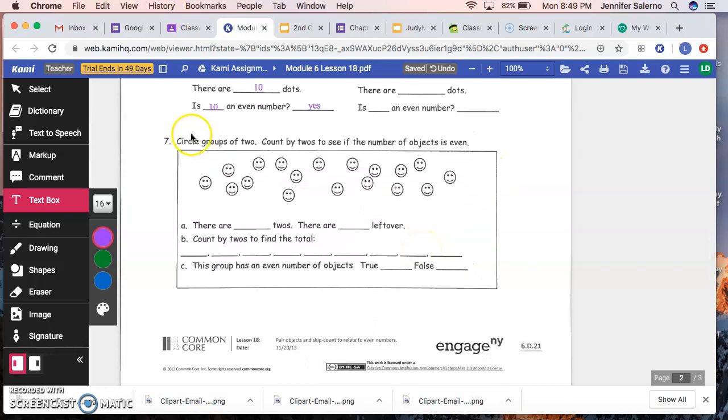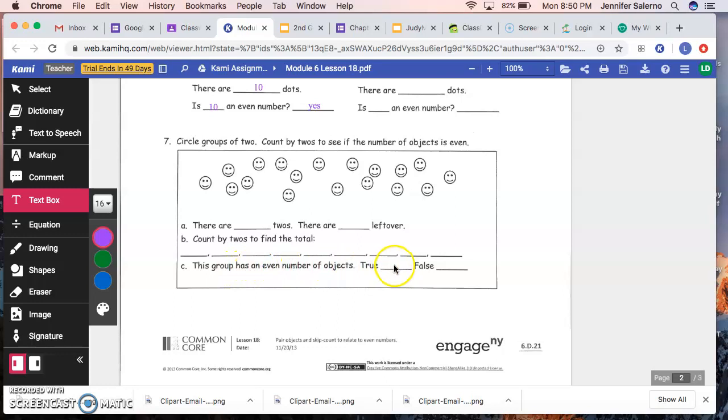Then for number 7, you are going to again look at the smiley faces and circle groups of 2. So circle pairs. That's the first thing they want you to do, is circle groups of 2, okay? So then you're going to count by 2s and see if the number of objects is even. So you need to circle groups of 2, and then you're going to answer these questions. There are, and you're going to count how many groups of 2 there are, and then you're going to tell me if there's any left over, and then you're going to count by 2s down here, and then this group has an even number of objects.